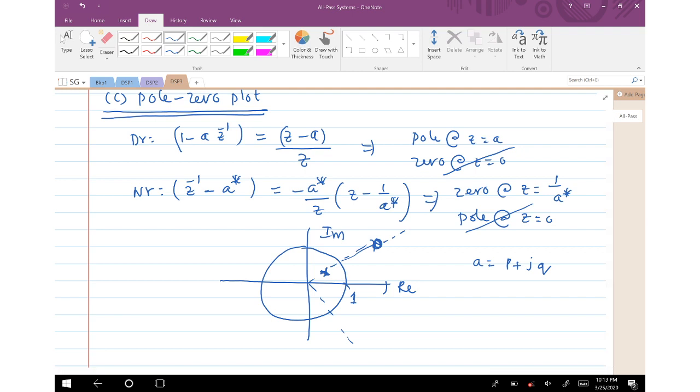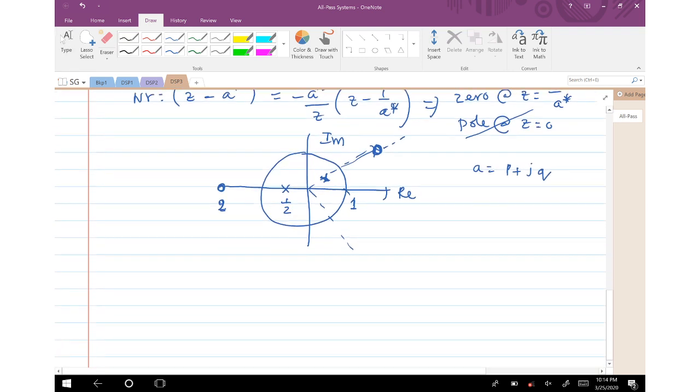Suppose it takes a real value, assume there is another value of a you are considering. Let's say you have a pole at 1 by 2, and that means it has a 0 at 2. So if this is the case, this will be the nature of these things. So what we could say here for sure is AllPass systems will have conjugate reciprocal pole 0 pairs. This is a very important thing.